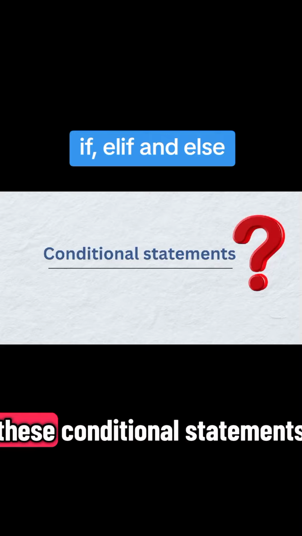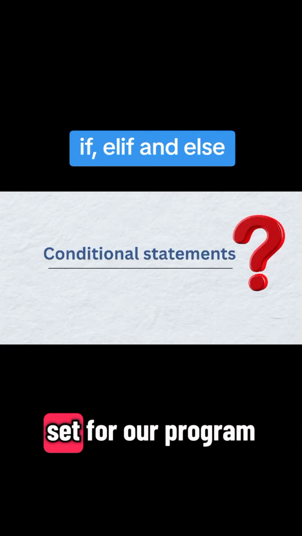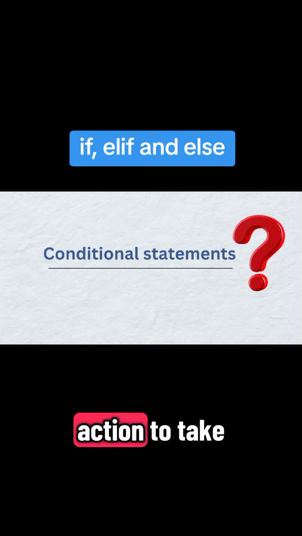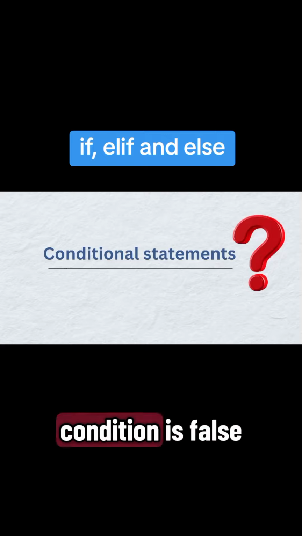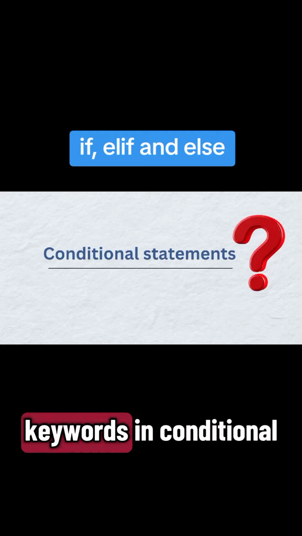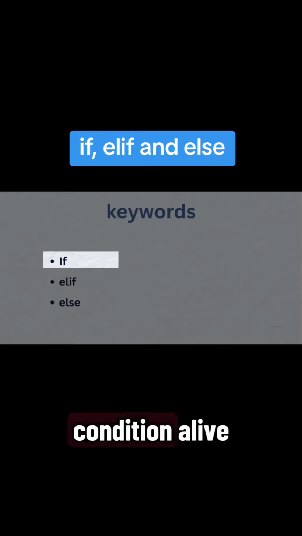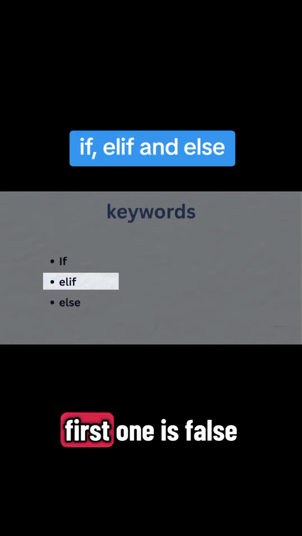So what are these conditional statements? Conditional statements are like rules we set for our program. They check if something is true or false, and then they decide what action to take based on whether the condition is true or false. So the main keywords in conditional statements are if, which checks the condition, and elif, which checks another condition if the first one is false.